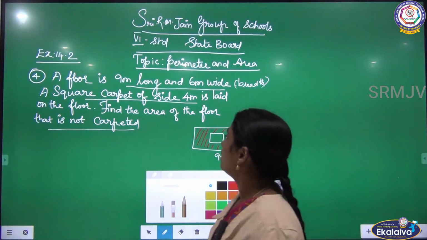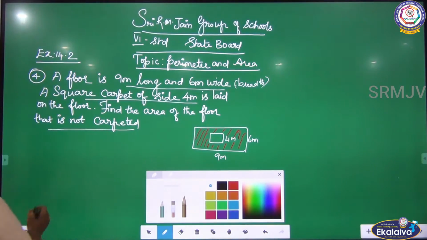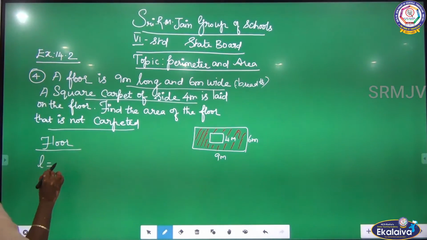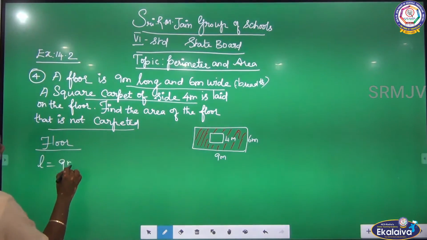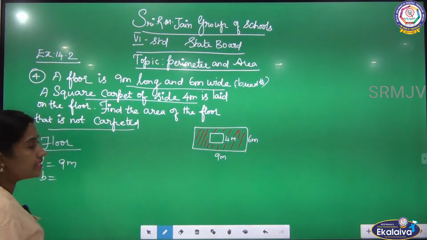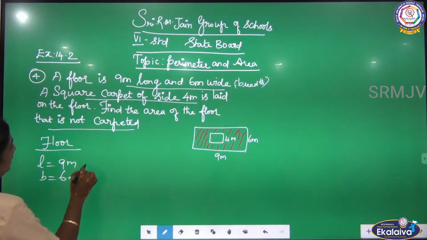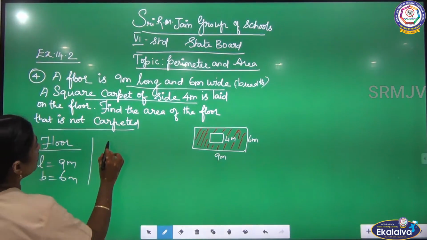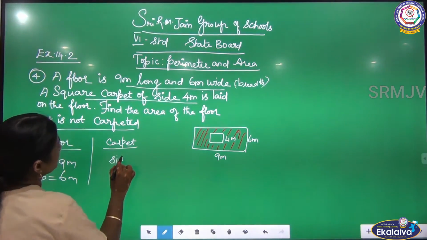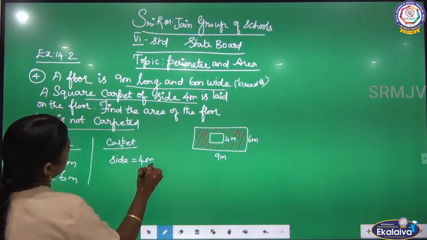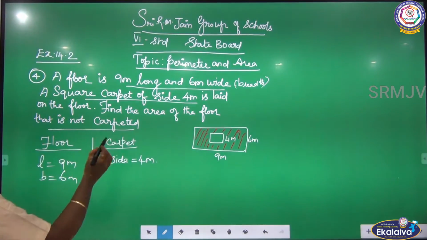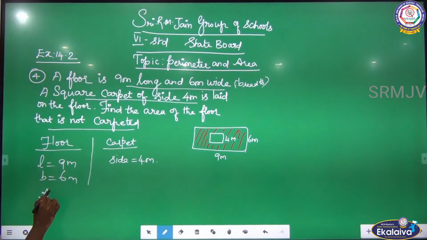Listen. First step, floor. Collect the length and breadth. What is the length of the floor? 9 meter. And what is the breadth? Which is 6 meter. And now you collect the carpet. Okay. Carpet what? Side. Which is 4 meter. Now listen. I am going to find out the area of the floor not carpeted.